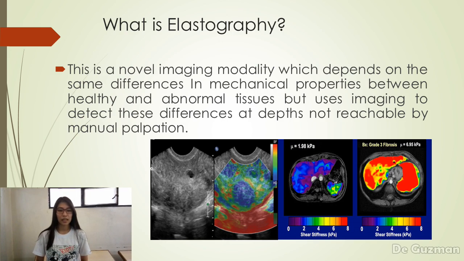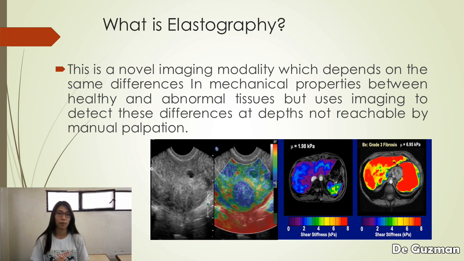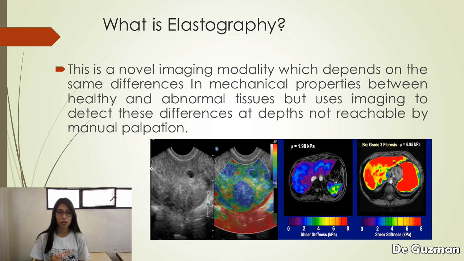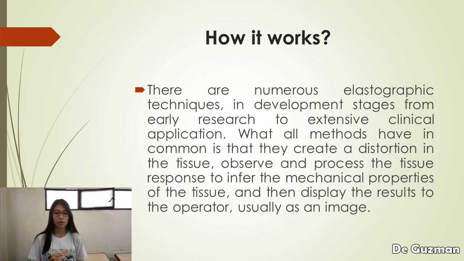So, elastography. This is a novel imaging modality which depends on the same differences in mechanical properties between healthy and abnormal tissues, but uses imaging in detecting these depths not reachable by manual palpation. Manual palpation is using one's hand and examining a body to diagnose an illness or disease. Now, there are numerous elastographic techniques, but what they have in common is that they create a distortion in the tissue, observe and process the tissue response, then display the results to the operators, usually through image.